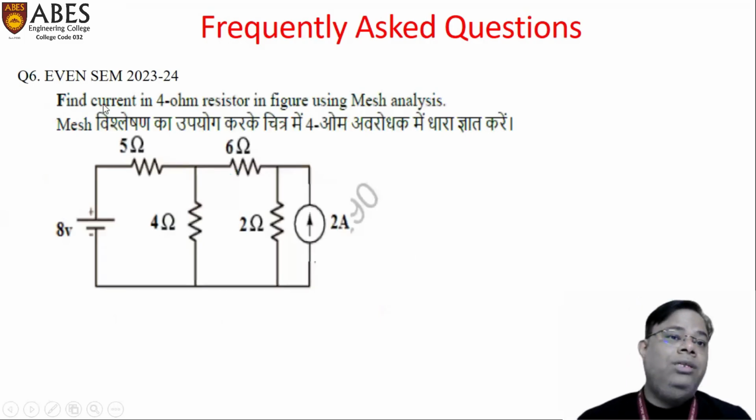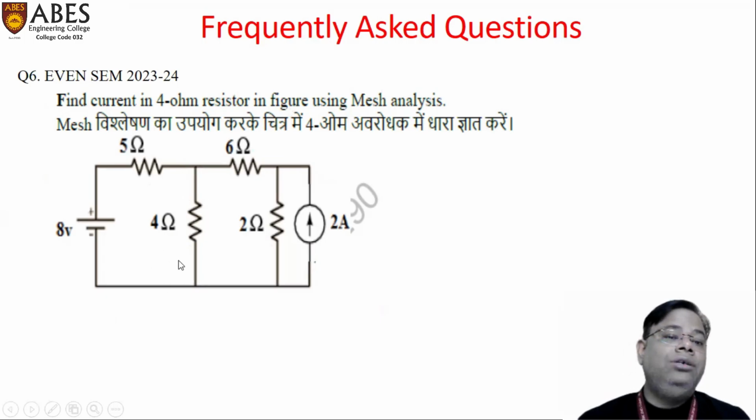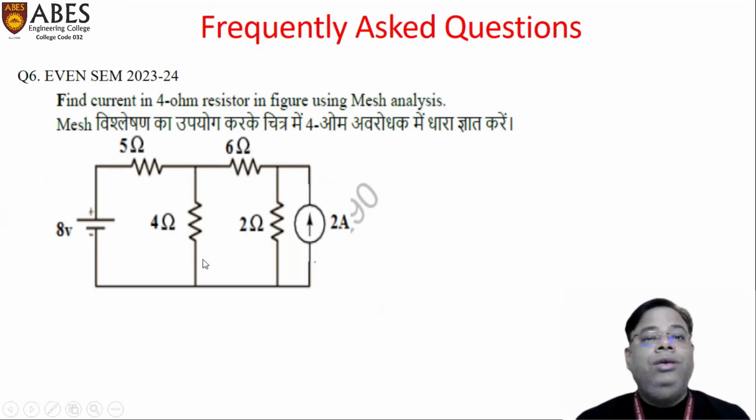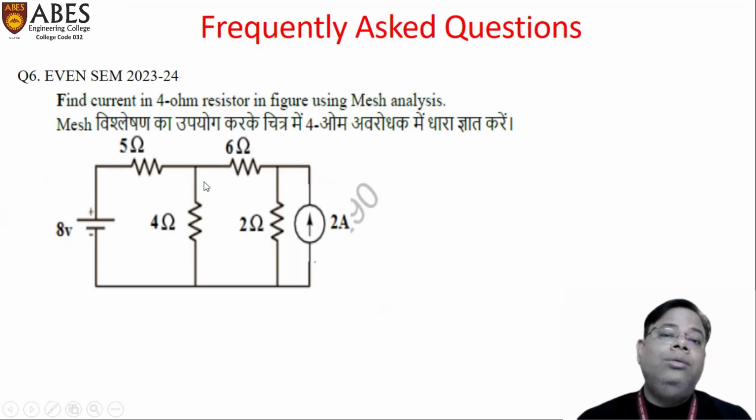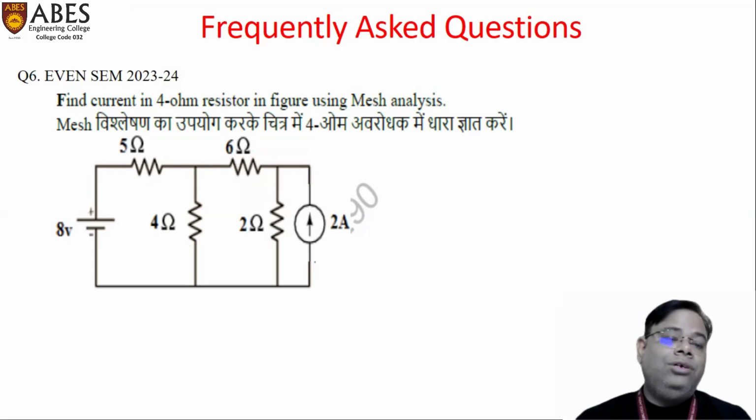This is the next numerical that was asked in the even semester 2023-24: find the current in the 4 ohm resistance in the figure using the mesh analysis method. For finding the current in the 4 ohm resistance, you can refer to my lecture number 3, where we have already talked about how to apply the mesh analysis method to solve a circuit or find the current or voltage in any branch or element of the circuit.